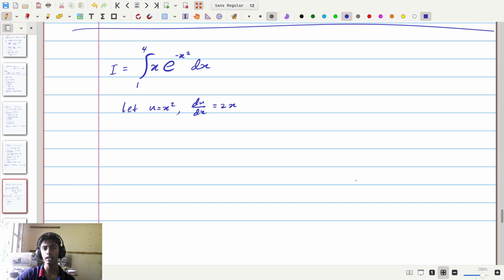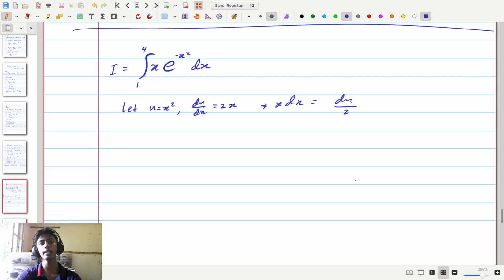Now then, what I want to do is to get this x and this dx together, so I can replace it with something in terms of du. From this expression I can see, if I take this dx to the other side, I have an x times dx. I can divide both sides by 2, and then from this I can get that x times dx would be equivalent to du divided by 2.